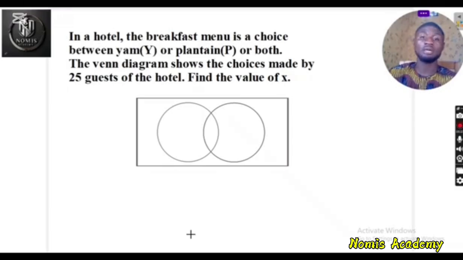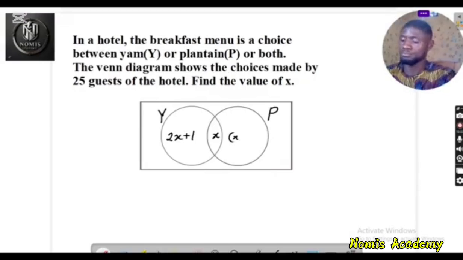I know seeing the diagram, you're wondering what is in it. This is what we have: 2x plus 1, here we have x, and here we just have x, and here we have (x minus 2) raised to the power of 2. So to find the value of x, we just have to equate everything to 25 and find the value of x.